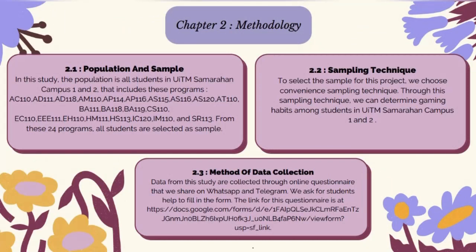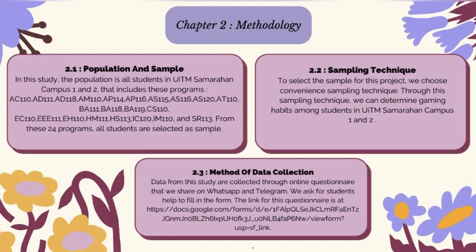So, for Chapter 2, Methodology, Population and Sample. In this study, the population is all students in UiTM Samarahan Campus 1 and 2. That includes all of these programs that are listed down. From these 24 programs, all students are selected as sample. And for sampling technique, to select the sample for this project, we choose convenience sampling technique. Through this sampling technique, we can determine gaming habits among the students in UiTM Samarahan Campus 1 and 2.